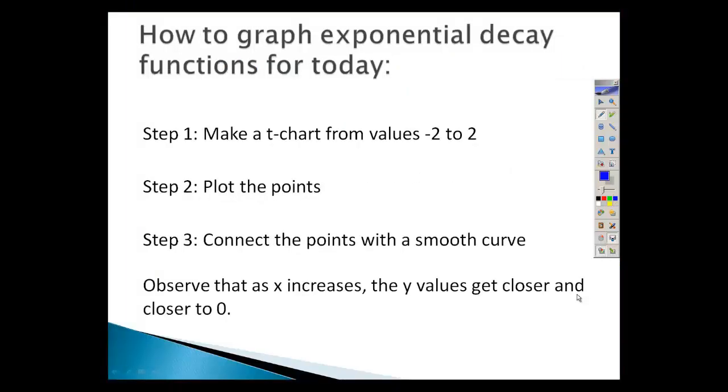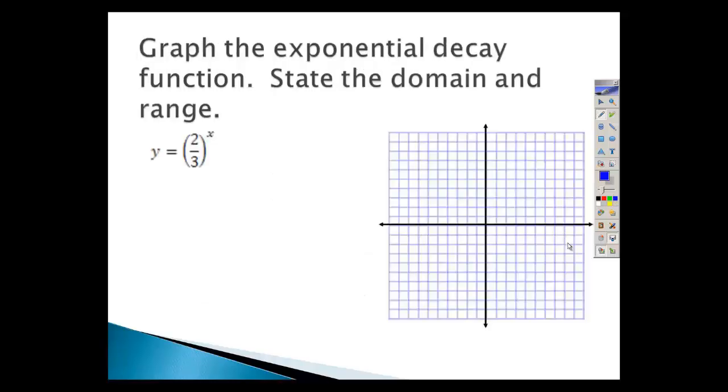So today, once again, we're just going to graph like beginners. Just a t-chart from -2 to 2, like the first day of exponential growth. We're going to plot the points, connect the dots with a smooth curve, and as x gets bigger, y gets closer and closer to 0. Just like the first day of exponential growth, there's going to be an asymptote at 0 for all these graphs. So let's go ahead and start.